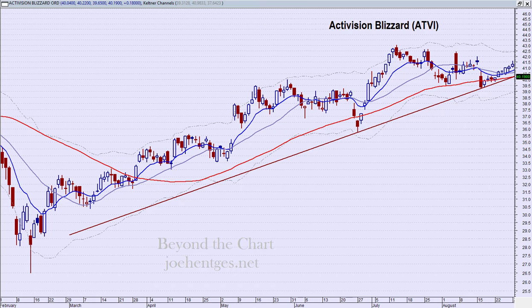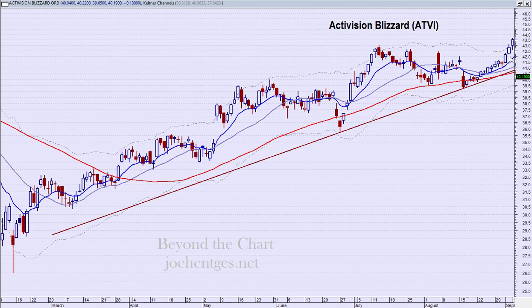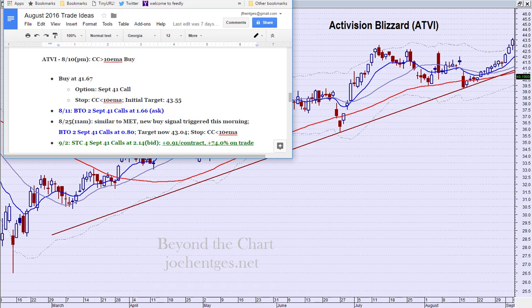So now we're trending up a little bit, and all of a sudden, 43.04 gets hit. The high 43.10 gets hit on September 2nd. And here we go. September 2nd, sell to close, 4 of them, both positions at 214 bid, up $91 a contract, 74% return on the trade. That turned out to be really nice. It took some patience, and it took 2 entries to get into that.